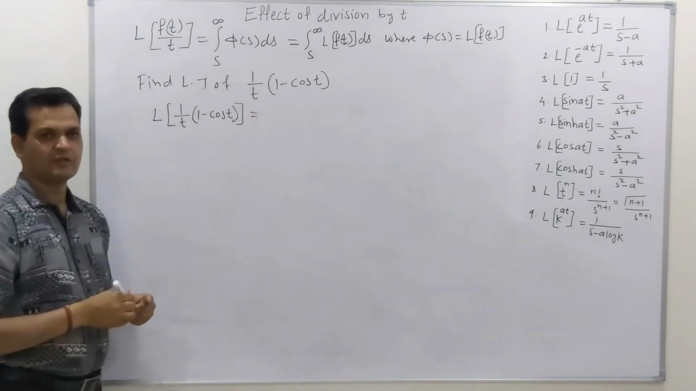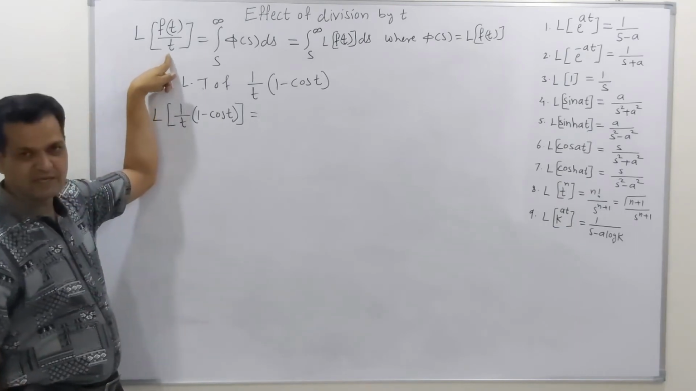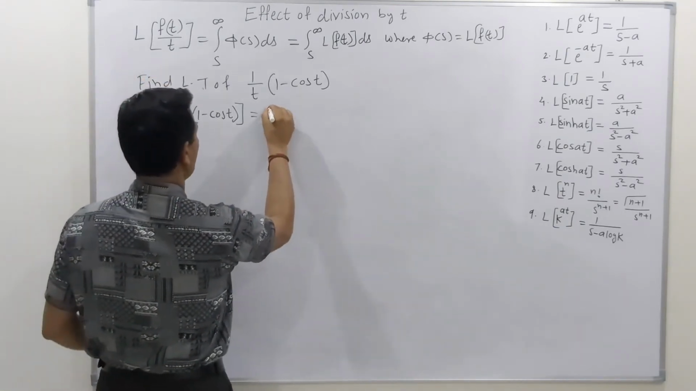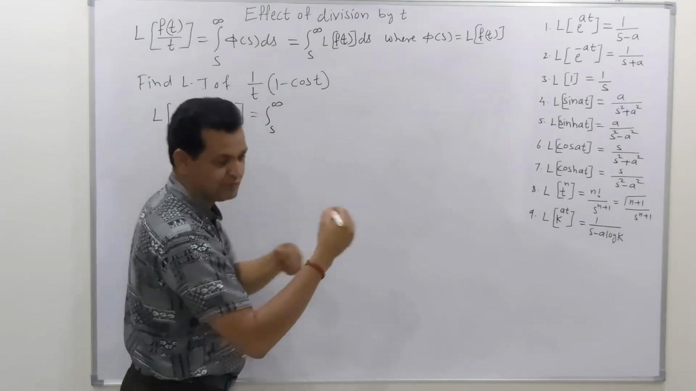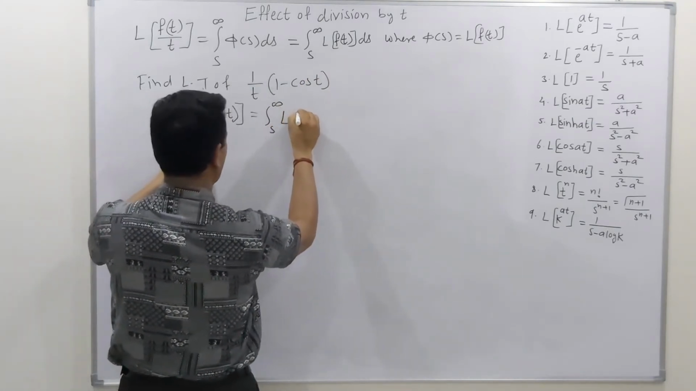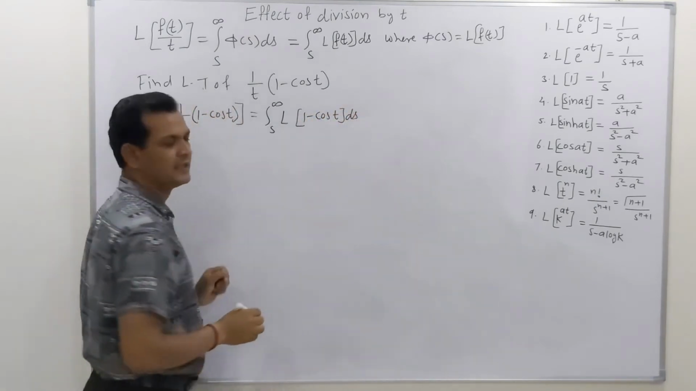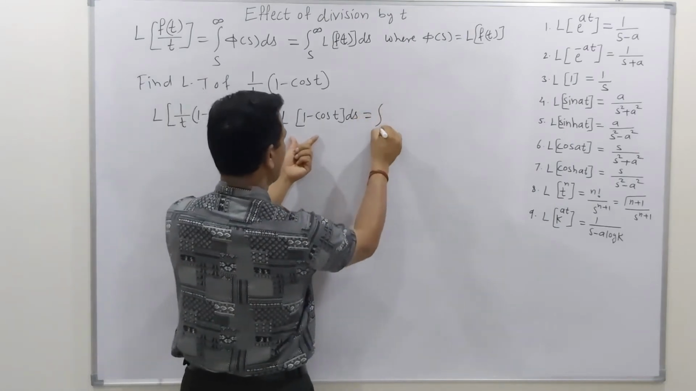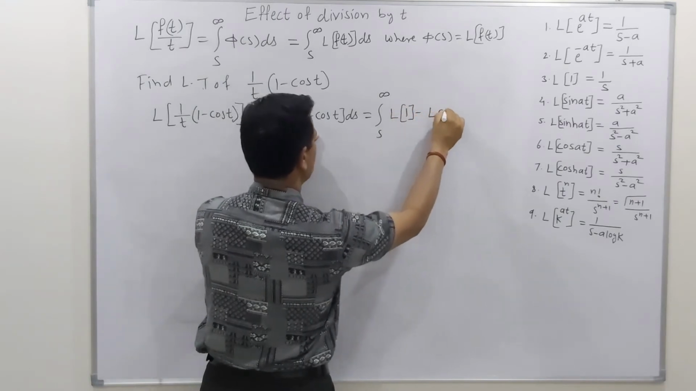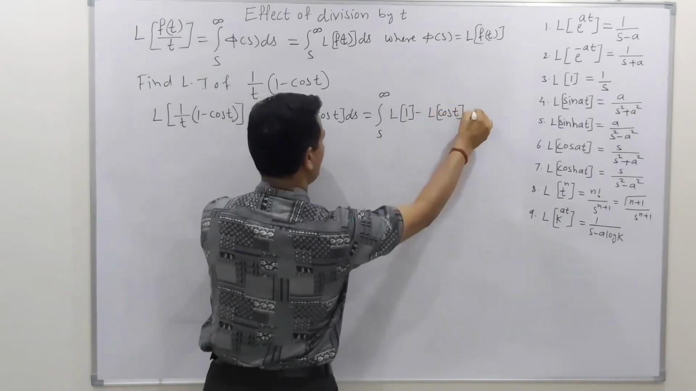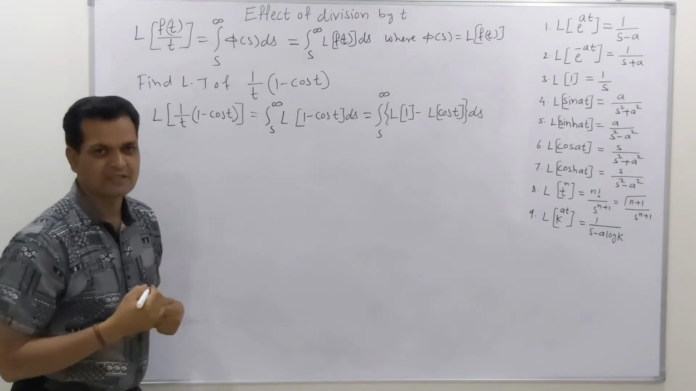Here in this example, the 1 upon t term is present. So according to the effect of division by t property, we can write this as the integration from s to infinity of phi of s, where phi of s is the Laplace transformation of f of t, which is the Laplace transformation of 1 minus cos of t, into ds. Again we can simplify this as the integration from s to infinity of the Laplace transformation of 1 minus the Laplace transformation of cos of t into ds. This is because of the linearity property of the Laplace transformation.